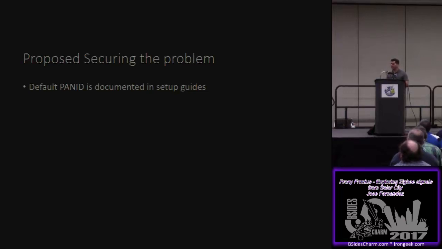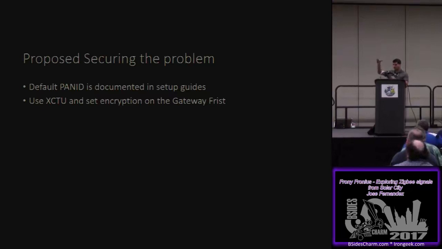So I propose that to secure the problem, this vendor needs to stop using this PAN ID that seems to be used through other solar companies. They need to start either changing the PAN ID or just mixing it up, right? To not make it as easy to be able to identify these things.